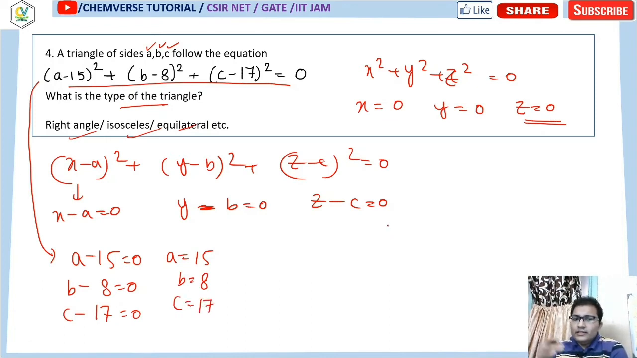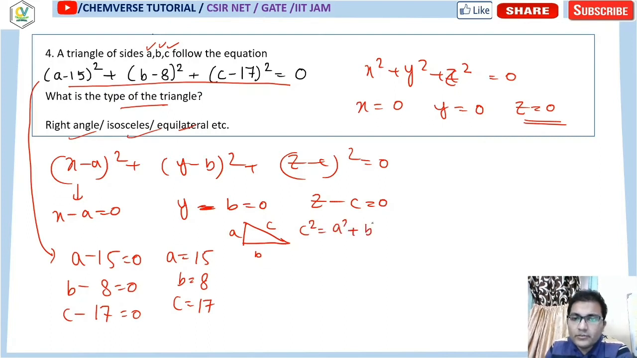Now only by getting this value it is difficult to understand, but let's check the condition of the Pythagoras theorem. You know that Pythagoras theorem says that if it is a right angle triangle and a is the height, b is the base and c is the hypotenuse, then c square equals a square plus b square. So let's check whether this expression follows this kind of relation or not.